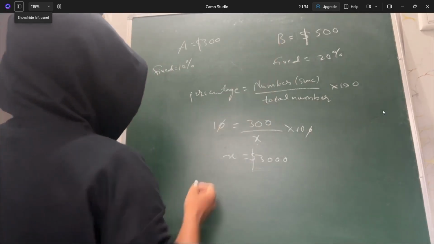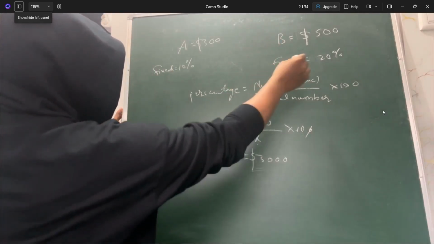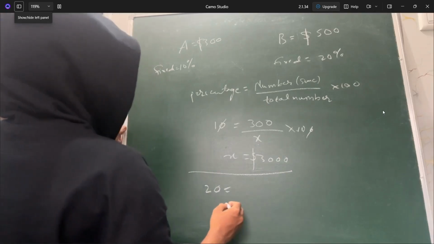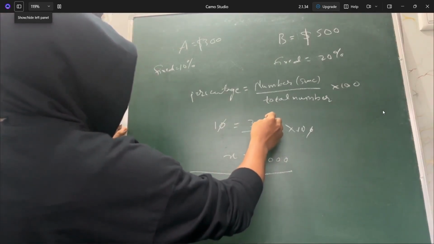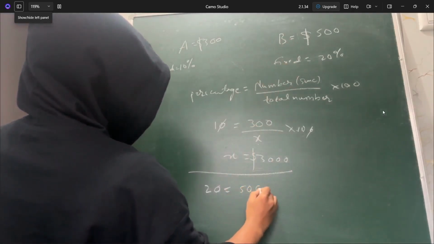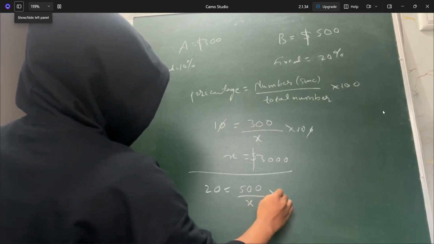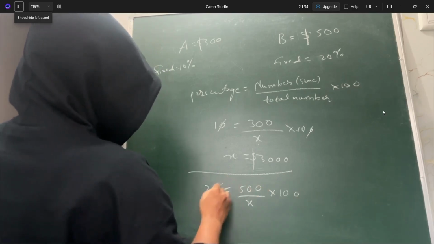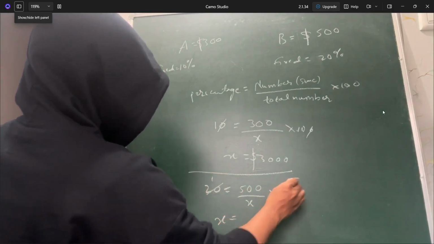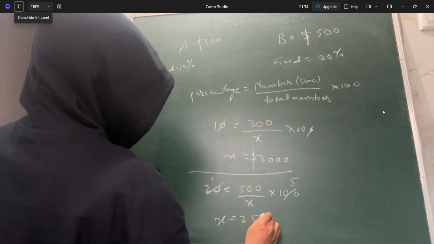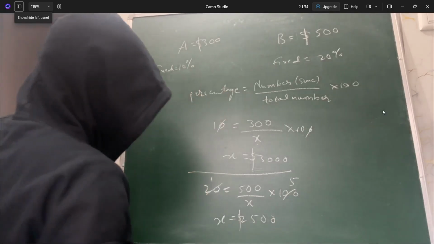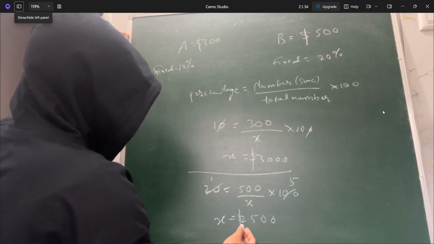Let's try it for the B one now. In B's case, the percentage which is fixed is 20, and the number is the amount the investor is giving, which is 500. The total valuation of the company we don't know, which is X, into 100. So X is basically 5 into 500, 2500. So if he chooses investor B, then his valuation of the company is 2500.